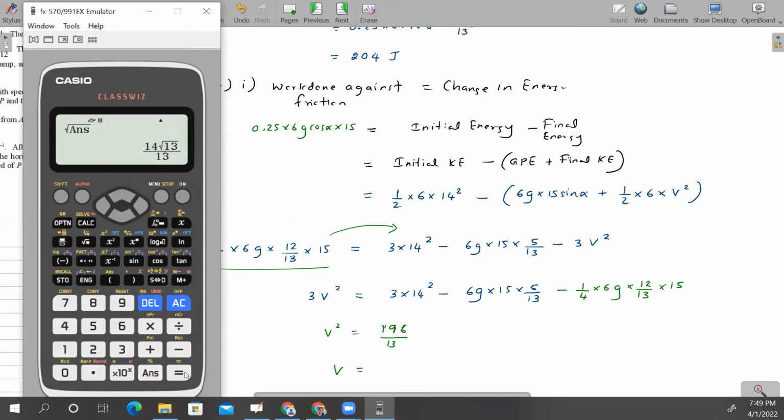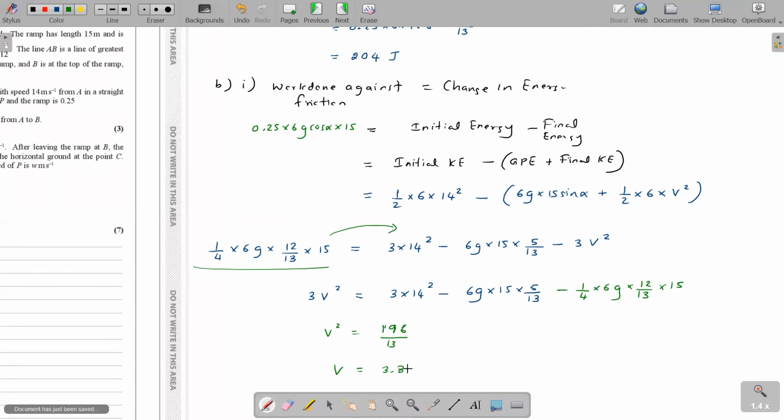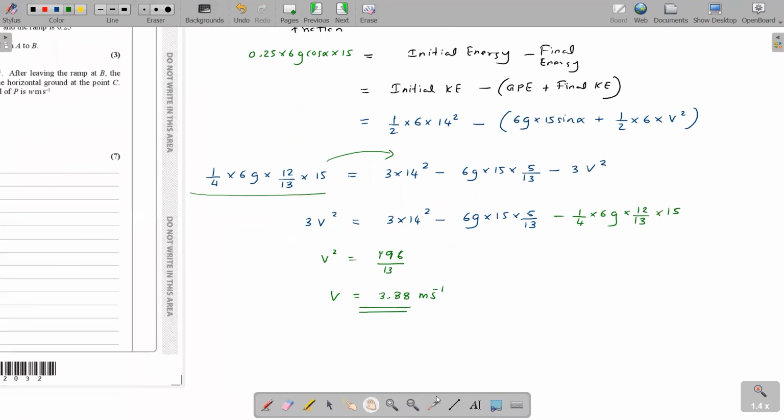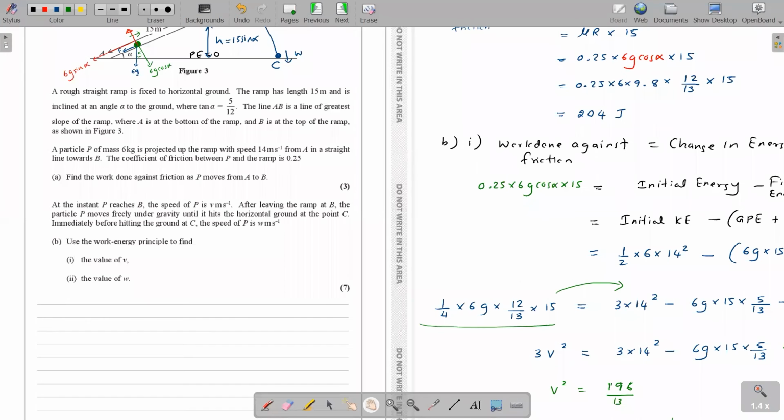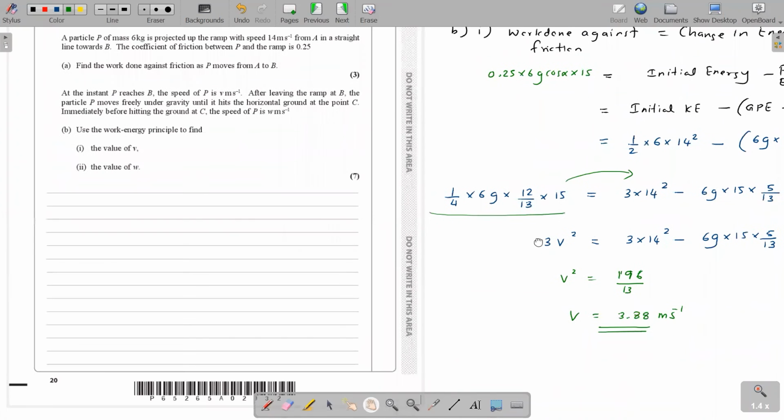But don't leave this as an answer. You must keep it to a maximum of 3 significant figures. Why? Because we have used g as 9.8. So maximum 3 SF, so 3.88. It is absolutely important that you leave your answer to 3 SF here, because you used g as 9.8. Are you okay with that? Okay, so then we move to the next part.